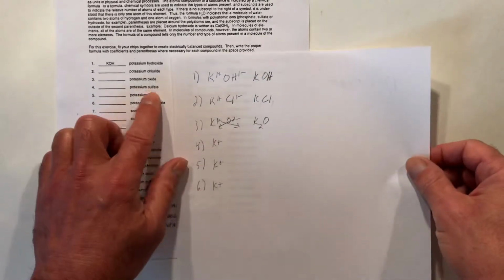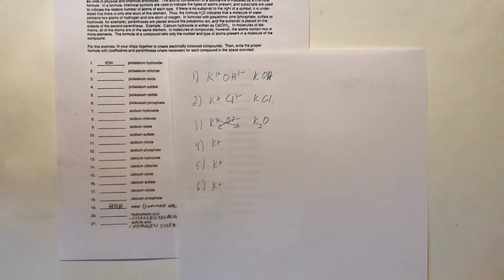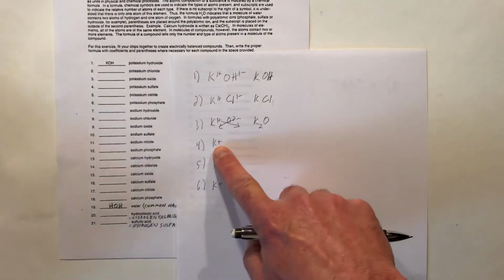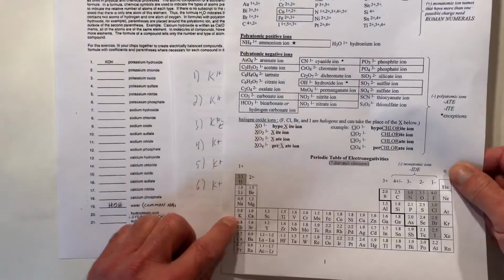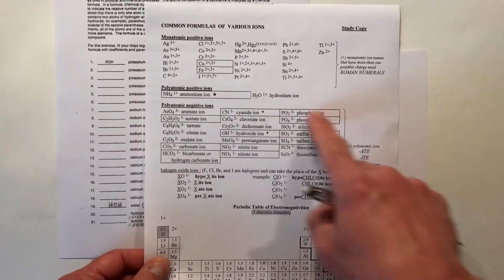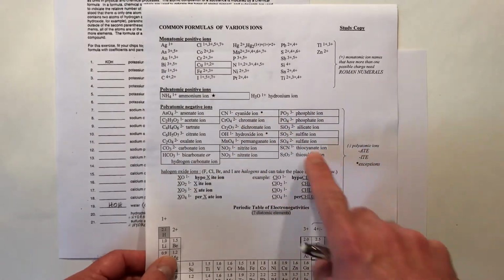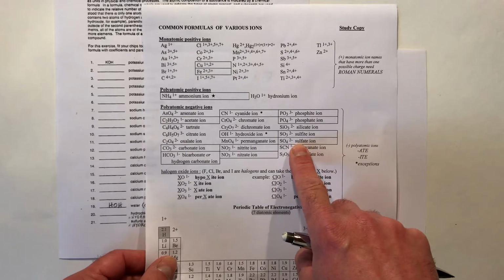For number 4, potassium sulfate. So again, we have potassium, that's K1 plus. And sulfate has an ATE ending, so we're going to find it here on the ion sheet. Sulfate's right there, SO4 2 minus.